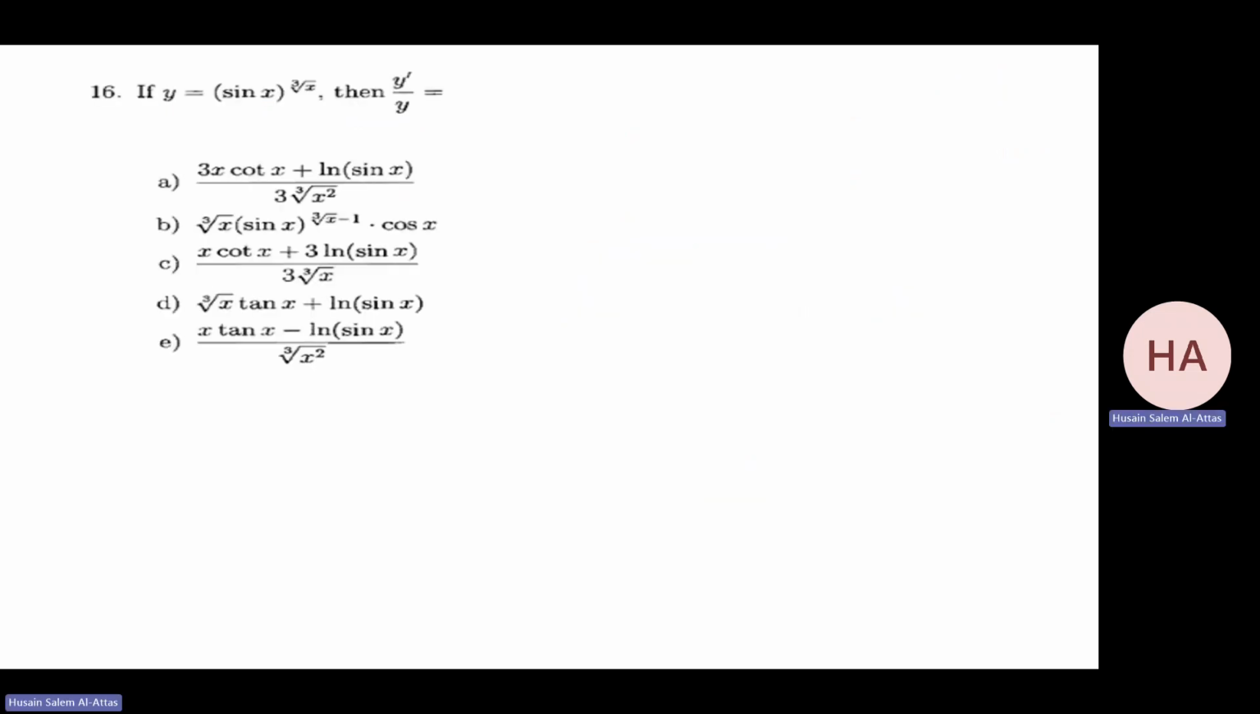y equals sin x to the power cube root of x. Take ln, he wants y prime over y. That will make it easier. So we have y equals sin x to the power cube root of x. So ln y will be cube root of x times ln of sin x.